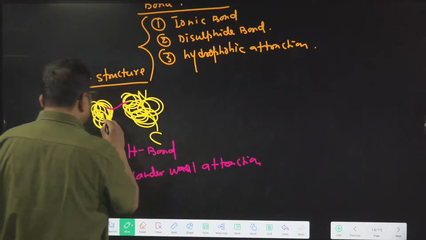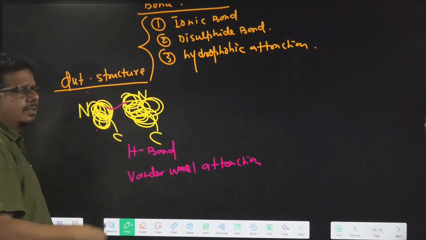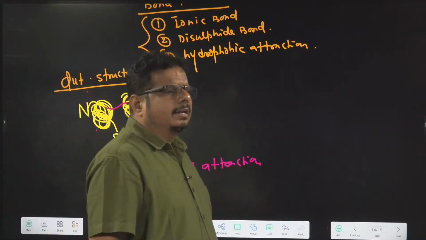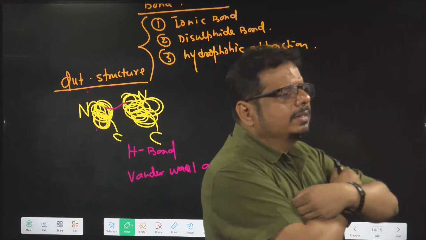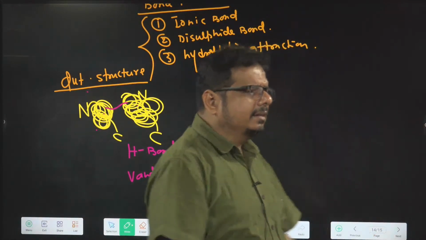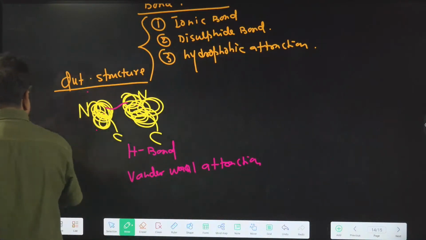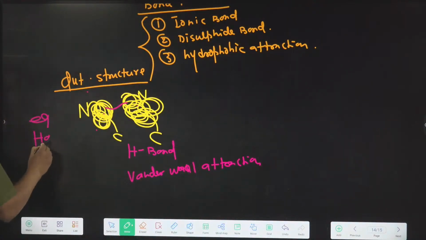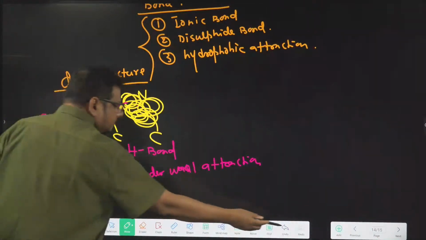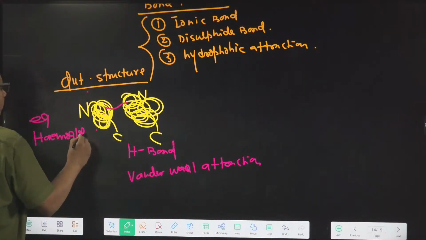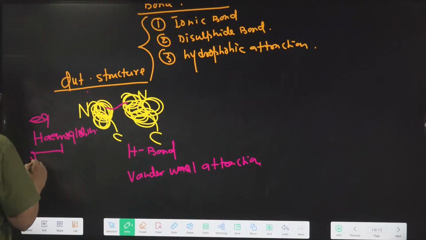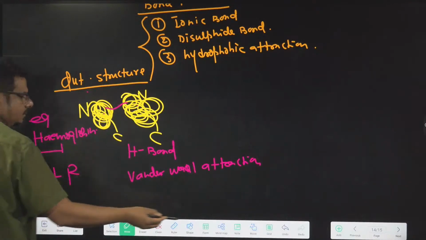When two or more tertiary structures join together, either by hydrogen bond or by van der Waals attraction, it is called which structure? Quaternary structure. And a very good example given in your NCERT is hemoglobin. In hemoglobin, what is there? 2 alpha and 2 beta polypeptides are there.